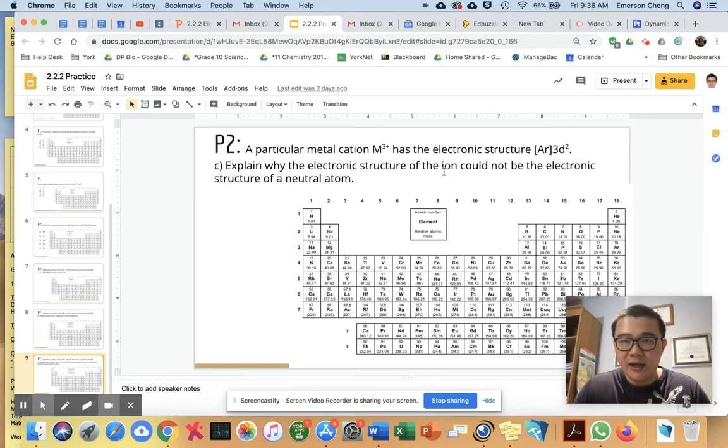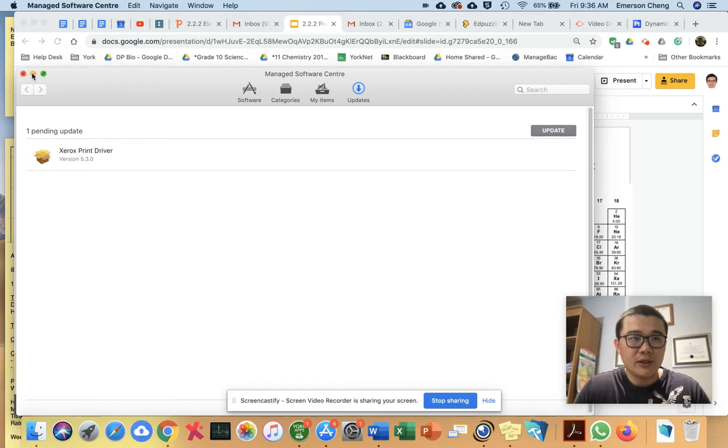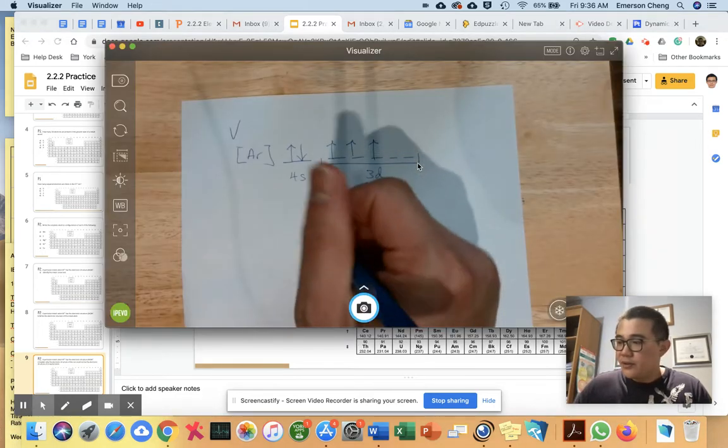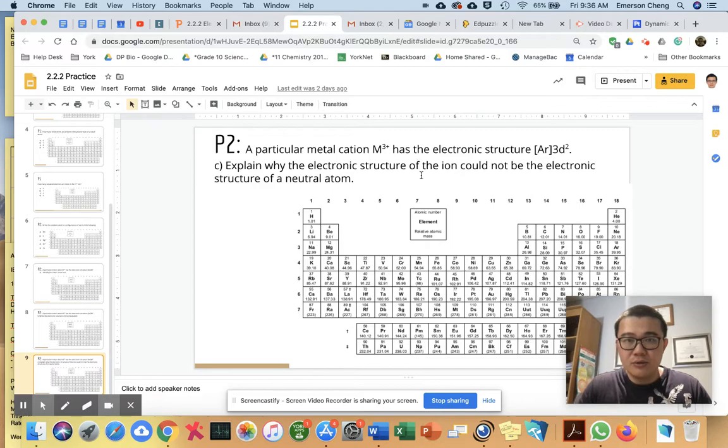Explain why the structure of the ion could not be the structure of the neutral atom. Well, one of the simplest ways is because for the neutral atom you actually have 5 more electrons. You're talking about an ion which is 3 plus, so you actually have 3 electrons less. So it's not the same. You just have a different number of electrons.